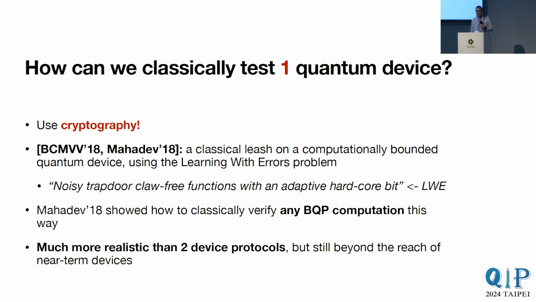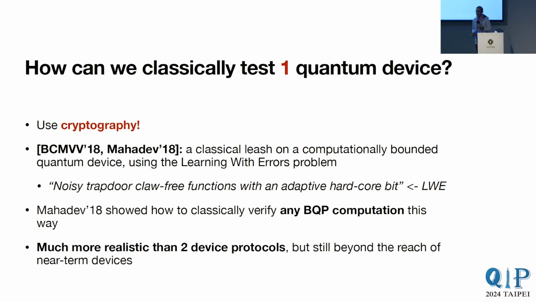Now, that's all in the setting of two quantum computers. What if you just have one? So here, the answer came to us a bit later, but we also have an answer in this setting of what you can do. It involves cryptography. It was shown by this work by Brakerski et al., and then the next work by Mahadev in 2018, that there's a way to use a particular cryptographic problem, the learning with errors problem, to come up with a different kind of classical leash for quantum devices.